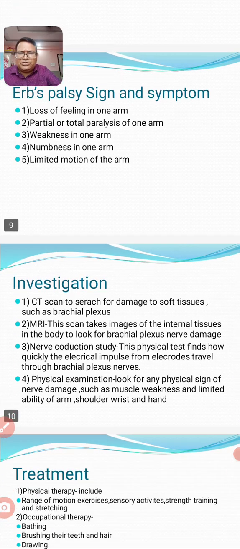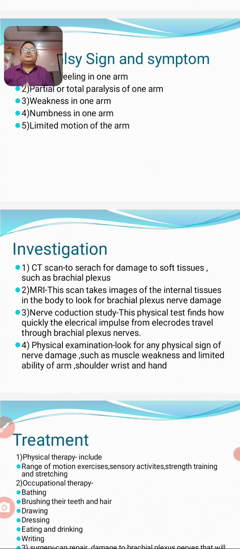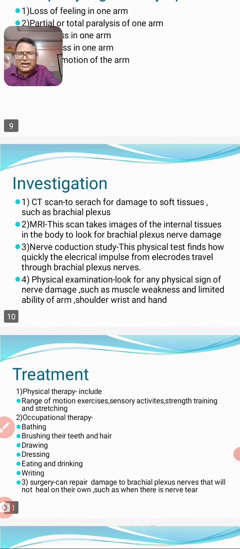And what investigations do we do? The CT scan, the MRI, the nerve conduction study, and physical examination of the patient. In the CT scan, we search for damage to soft tissue such as the brachial plexus. The MRI takes images of the internal tissue of the body to look for brachial plexus nerve damage. Brachial plexus nerve damage can be investigated through the MRI and nerve conduction study. This test finds how quickly the electrical impulse from the electrode travels through the brachial plexus nerve.